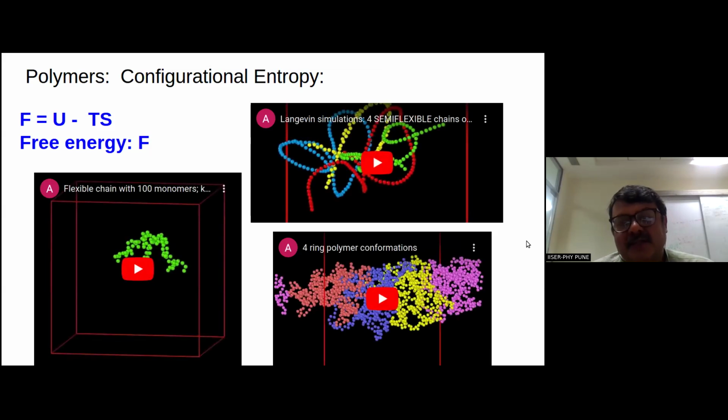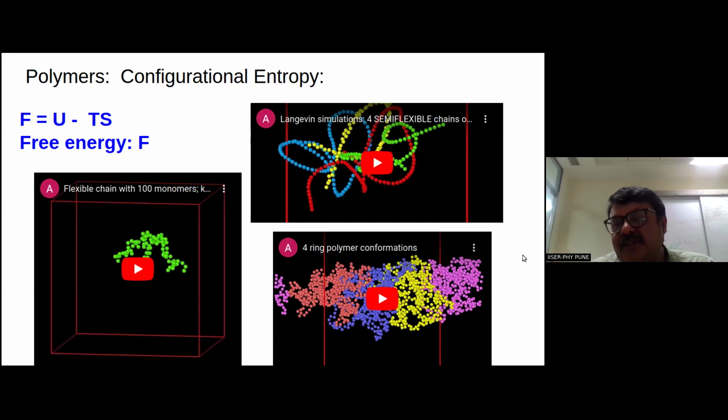Right, and within the constraint that the two ends should be together, ring polymers are again taking a large number of conformations. Again, the higher the number of configurations, the higher the entropy. But here they are constrained so that the two ends must be joined, so of course there are fewer conformations that it can take. Of course, this has a larger number of monomers than this also.